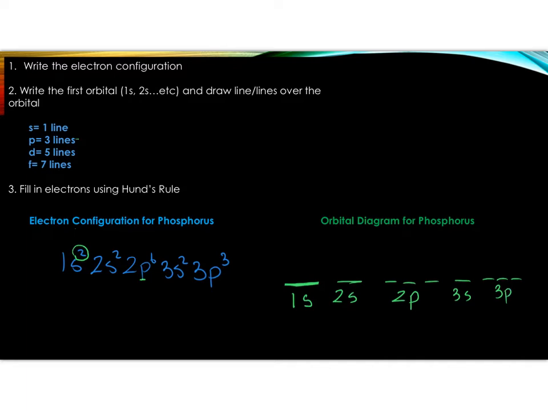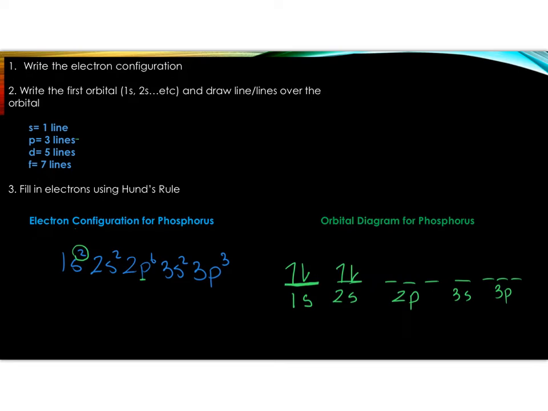Now I'm going to use Hund's rule to fill in our orbitals. So the first orbital we're going to fill is our 1s. We know that this 1s has 2 electrons inside of this orbital, so I'm going to draw an up arrow and a down arrow to represent those 2 electrons. Then in our 2s, we also have 2 electrons, so I'm going to put an up arrow and a down arrow to represent those electrons.